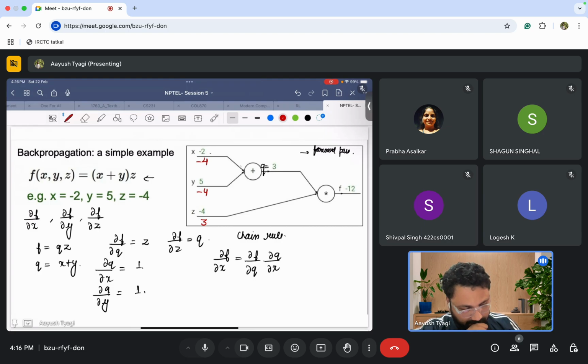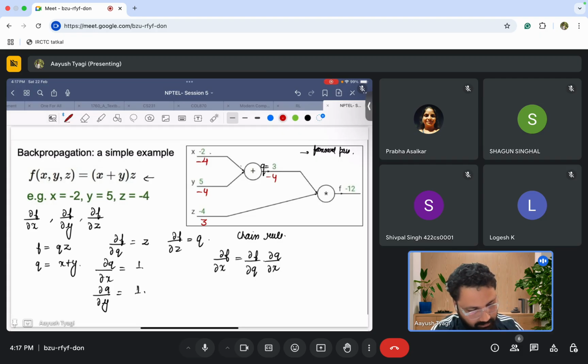Anyways, now we have computed these derivatives, right? For q and z, I'll just write -4 here. Can you see a pattern at this point?